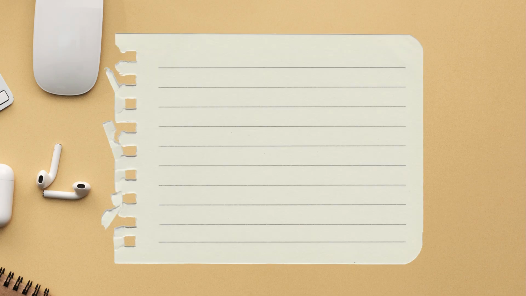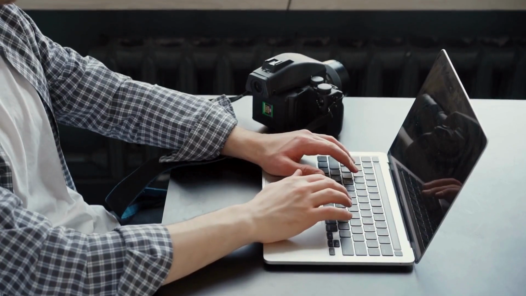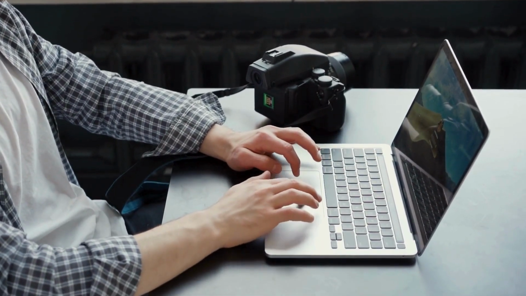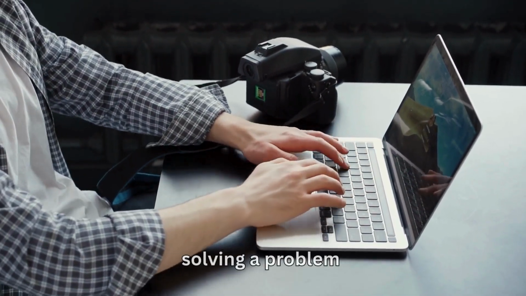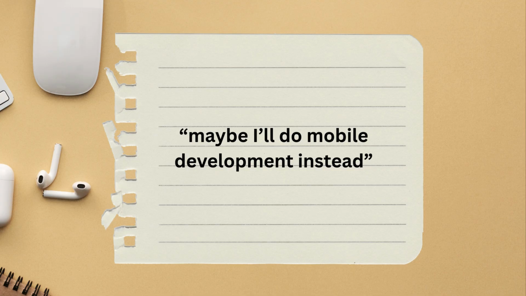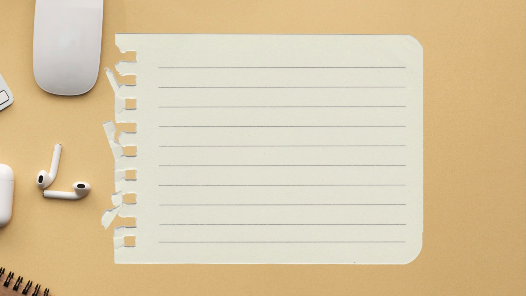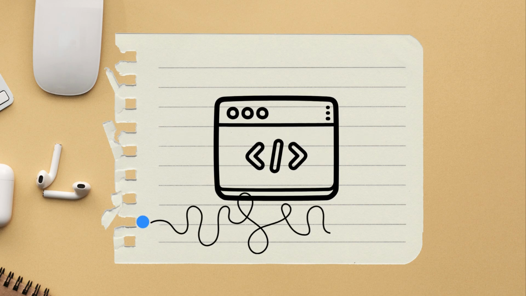Here's the thing. Most people can get through the basics of C# syntax, learn a little bit of object-oriented programming, or even spin up a simple MVC project in .NET, but the jump from there to building an actual application, something structured with features that solves a problem, is where they hit the wall. That's when the tutorial loop starts. You keep searching for the perfect tutorial, thinking the next one will finally connect all the dots, or worse, you switch tracks completely. Maybe I'll do mobile development instead, maybe Python instead of C#, maybe I just picked the wrong stack, but none of that solves the real constraint. The problem isn't the language, it's that you've never gone deep on building something from start to finish.